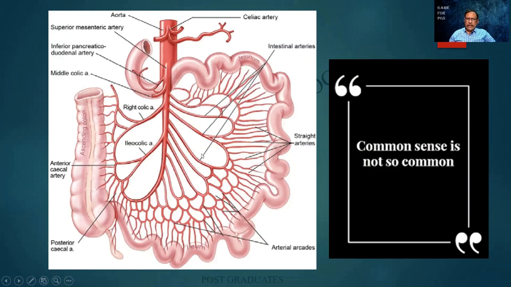So there are the multiple arteries, and I find that they are all bending in the form of an arc. So they are called as arcuate arteries. And from there, you find that there will be the branches which are going in. So if there is going to be an obstruction at any one place, there will still be a blood supply to the different regions. That is the advantage of the intestine.